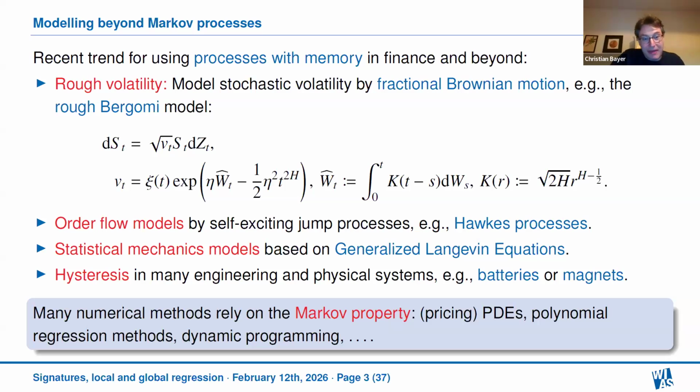And models with memory, I think they are fun because they're challenging. And I'm always interested in computations and numerics. And from a numerical point of view, many of our standard tools rely crucially on the Markov property. That starts, if we think about option pricing, with PDEs. So pricing PDEs, for instance, basically only work in a Markovian setting.